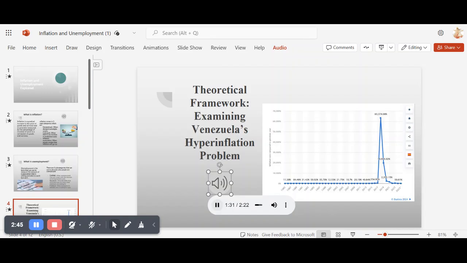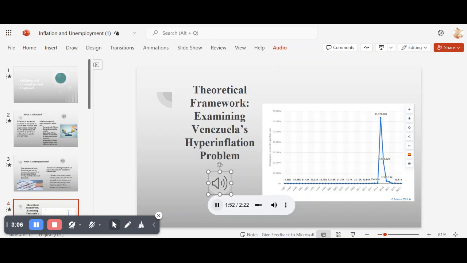Hyperinflation in Venezuela stemmed from two primary sources: demand pull inflation, where printing money increased aggregate demand excessively, as well as cost push inflation, where rising costs due to import dependency and declining oil revenues worsened inflationary pressures.